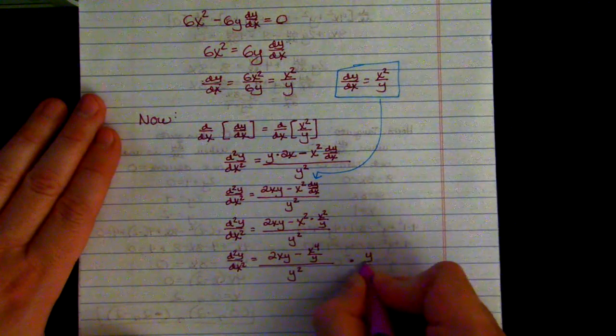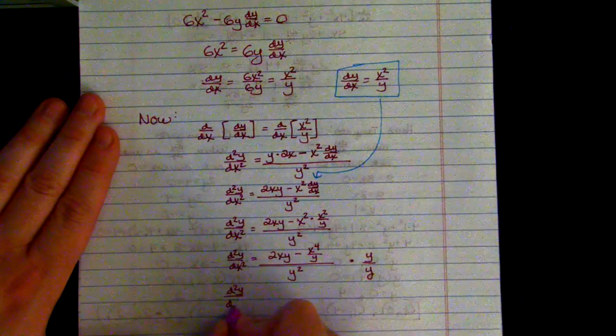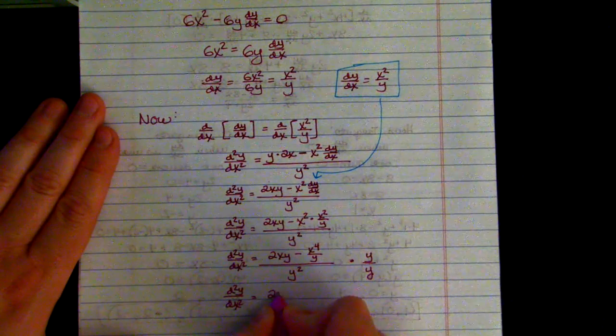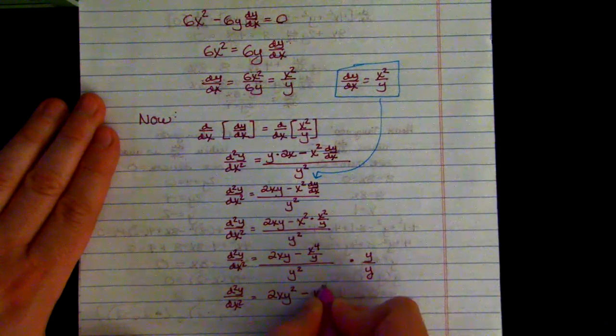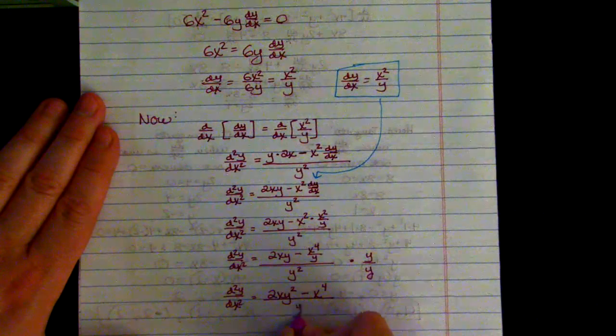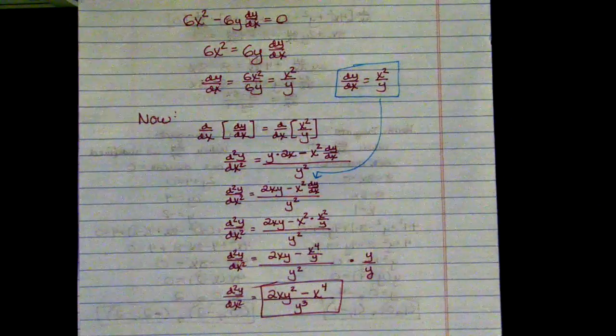I'm going to multiply the top and bottom by y. And I'm going to get d squared y dx squared equals 2xy squared minus x to the fourth all over y cubed. That is my second derivative.